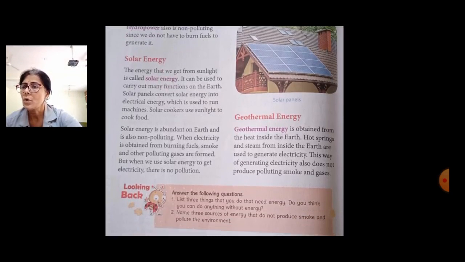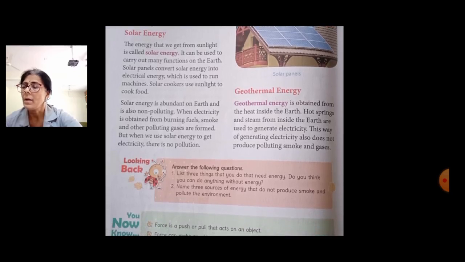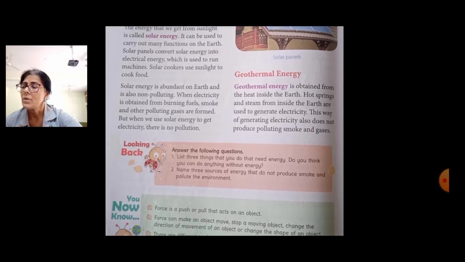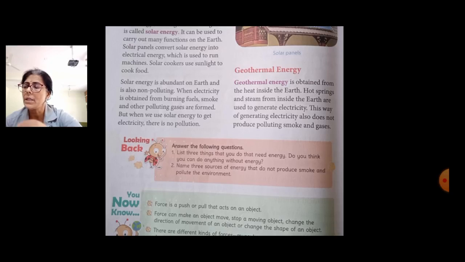Now solar energy. The energy that we get from the sunlight is called solar energy. It can be used to carry out many functions on the earth. Solar panels convert solar energy into electric energy also, which is used to run the machines. Solar cookers use sunlight to cook the food also.